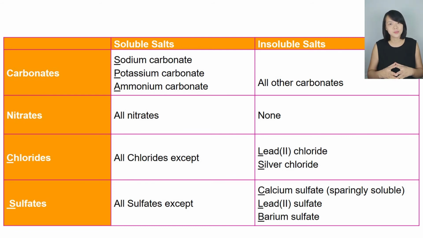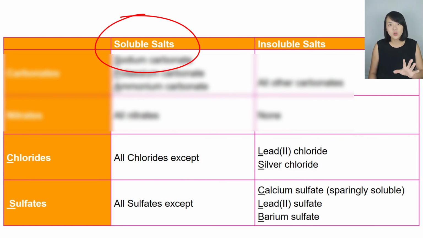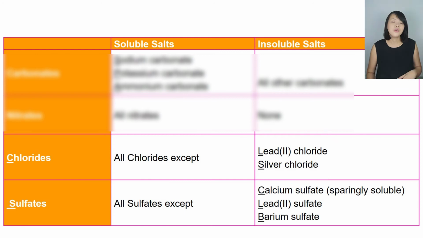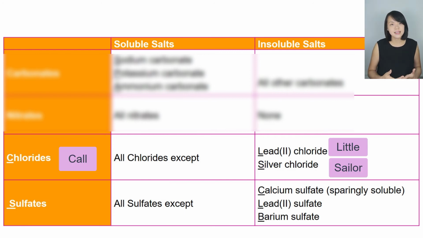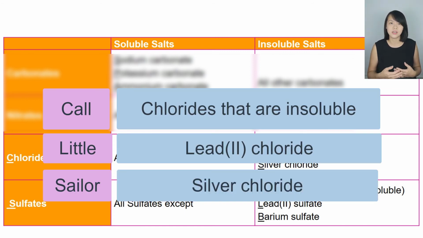Let's recap on this. You may want to refer to this table to have a very quick recap. At O levels, the salts that we are concerned with are carbonate salts, nitrate salts, chloride salts, and sulfate salts. The two salts that we are focusing on now are chloride salts and sulfate salts. So all chlorides are soluble except lead-2 chloride and silver chloride. You can remember it as "cool little sailor", which is ClX. Chlorides that are insoluble are lead-2 chloride and silver chloride.